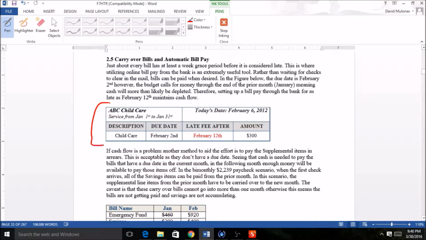So this is a quick reminder here. Here's our childcare that we saw in the last section. For example, calling out automatic bill pay for this would be a great example where it maintains cash flow. If a due date is February 2nd and we can push that out to the 12th, if need be, that's a 10-day period to mess with. It gives you that flexibility, that lag, and that's important.